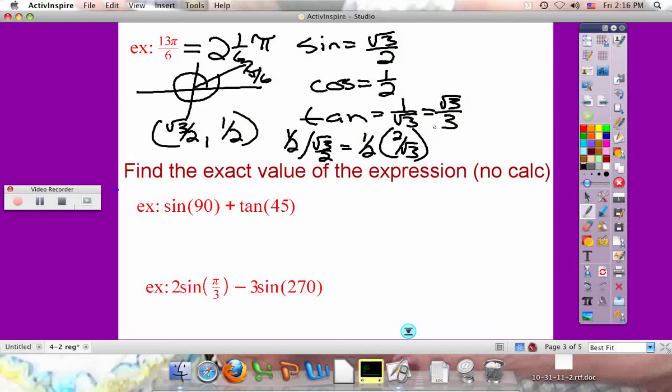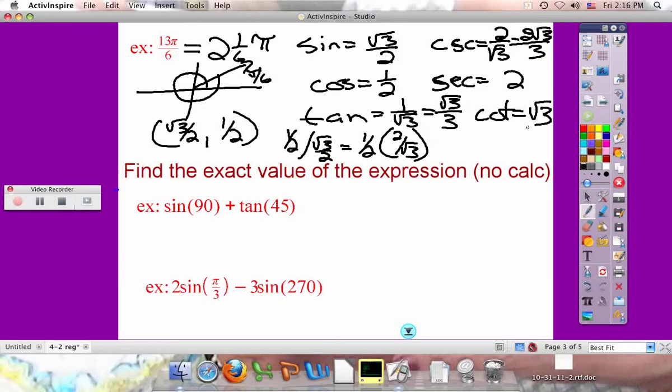Let's find the other 3. Reciprocal sine, cosecant. Take the reciprocal. You end up with 2 on top, square root 3 on the bottom, which then transfers to 2 square root 3 over 3. Cosine, its reciprocal is secant. The reciprocal would be just 2. And for cotangent, take the reciprocal of the original, which is just square root 3. All done.